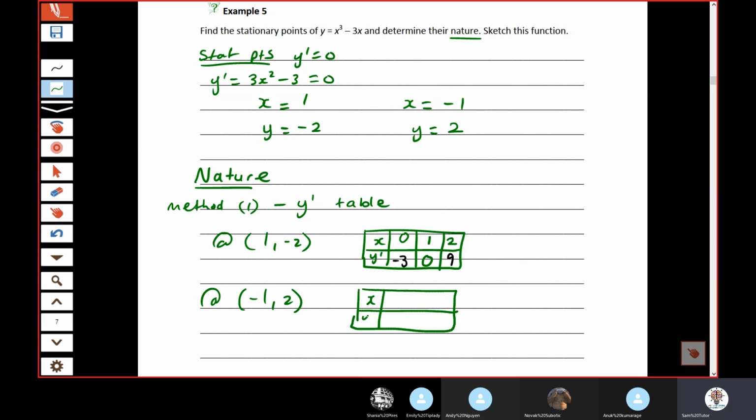Again, there's your X, there's your Y-. Just getting your hands used to this. X is -1. What does Y- equal when X is -1? 0.